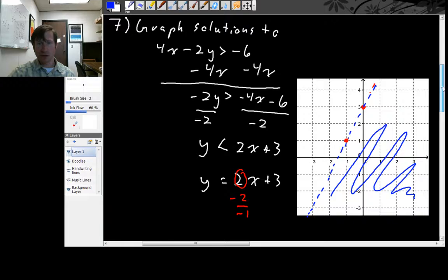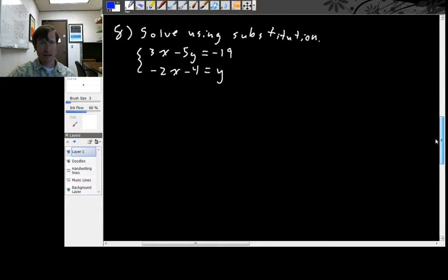Let's have a look at number 8. Here it is. Solve this system using substitution. All right, so you can tell substitution is a good idea because one of our equations, this one, is already solved for one of the variables. So we can take this equation. This equation tells us that y is minus 2x minus 4. So we can take minus 2x minus 4 and just put it into the first equation for y.